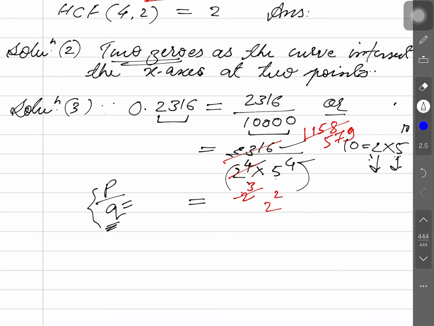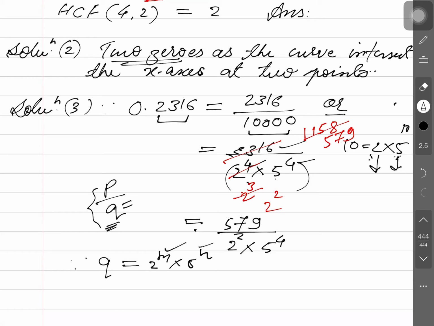The answer will be 579 divided by 2 to the power 2 into 5 to the power 4. This is the answer here. Since here you may just write q is equal to 2 raised to the power m and 5 raised to the power n, comparing this, we can just write the value of m and n. Therefore, what is m? M is 2, and what is n? N is 4. It's your answer.